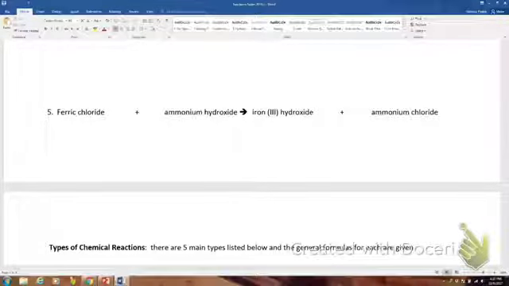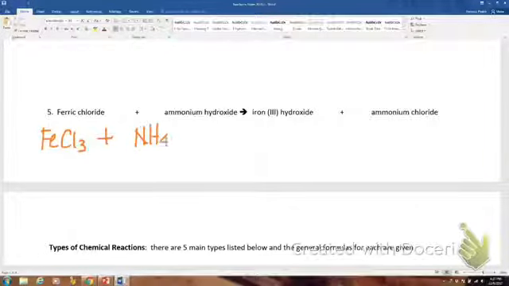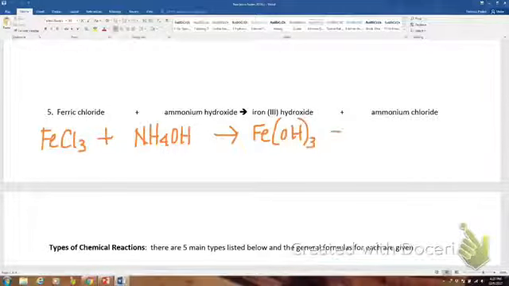That's the old style, and I would not hold you responsible for that. So basically what it is, iron 3. So it's going to be FeCl3 plus ammonium hydroxide, NH4OH, yields iron 3 hydroxide plus ammonium chloride.